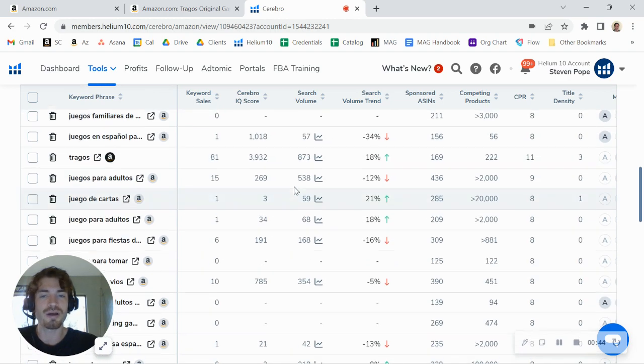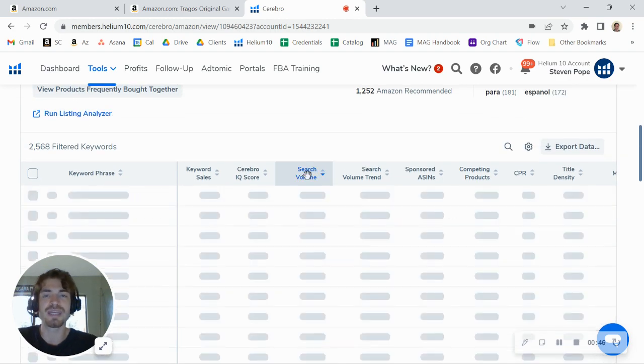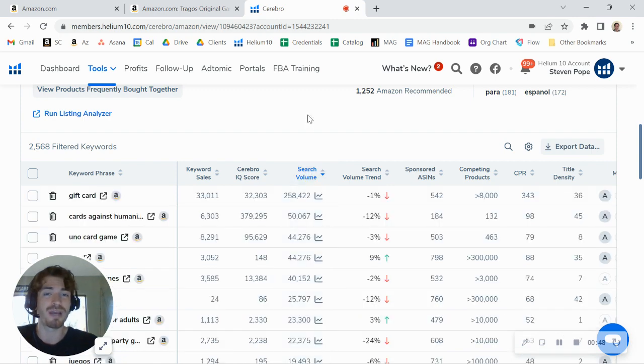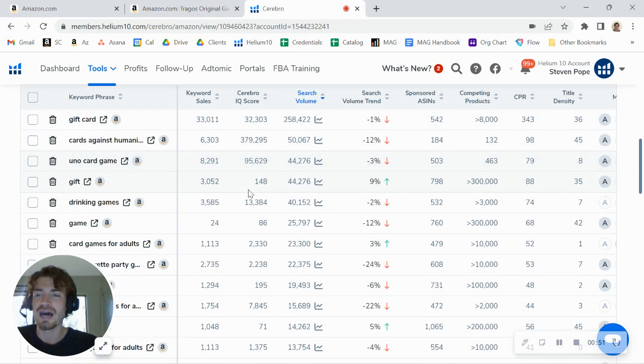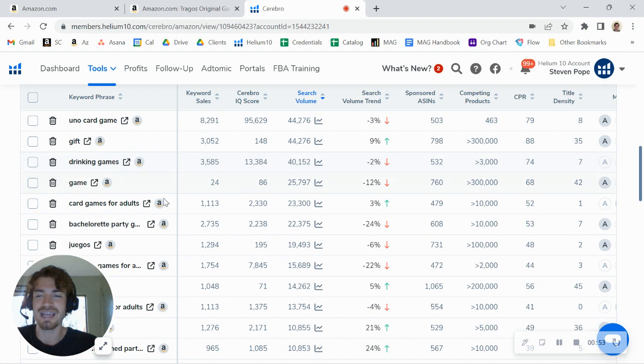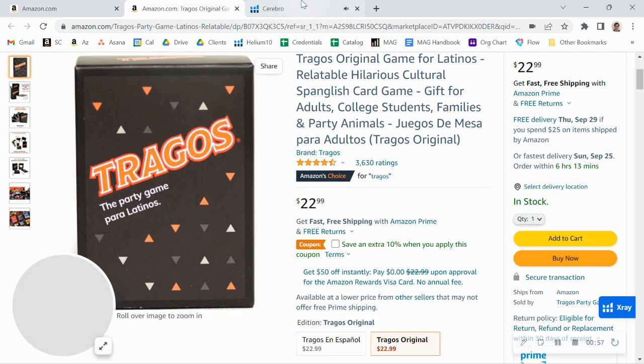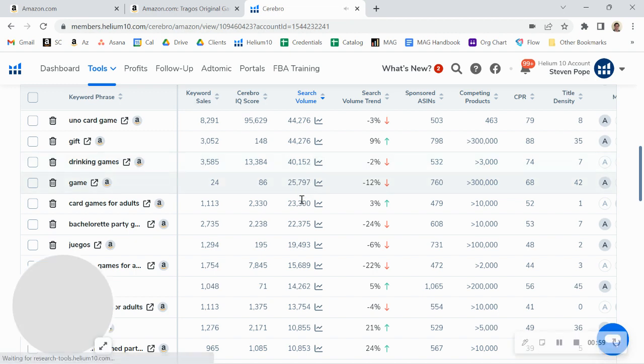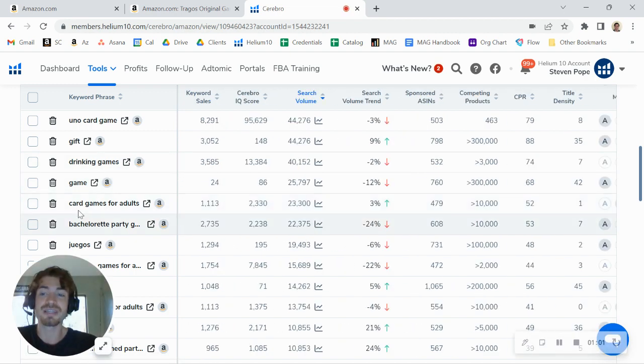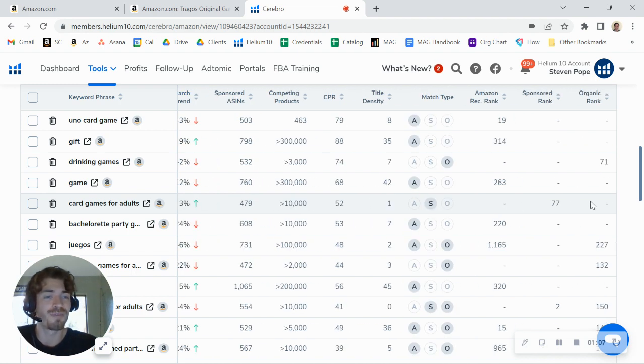If I actually go out, though, and I sort by search volume, I can get an idea of the really broader keywords in the market. Things like drinking games, card games for adults, which is the English translation of what you're saying here. So there's definitely some more opportunity. If I take a look at that keyword, for instance, card games for adults, it's got 23,000 searches per month. So a lot of search volume, and you actually don't rank organically for that keyword.